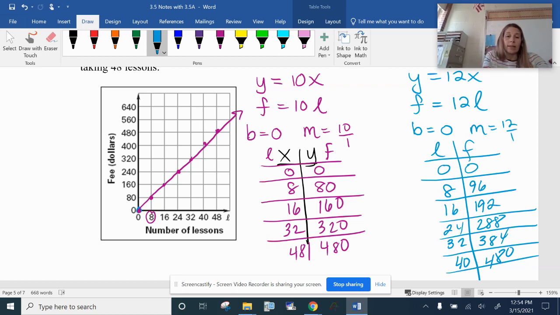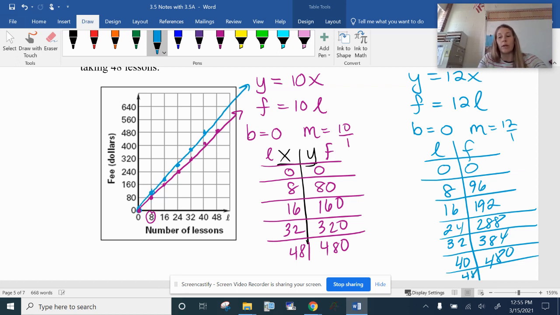So 8 and 96, now I'm going to estimate where that 96 is. The next one, 16, 192, I'm still estimating, but I don't have to estimate based off of the last point that was already an estimate, so that's why I kind of like it better. 24, 288, 32, 384, and 40, 480. And notice this one, as we go up, it's starting to creep away a little bit more from the pink line there.